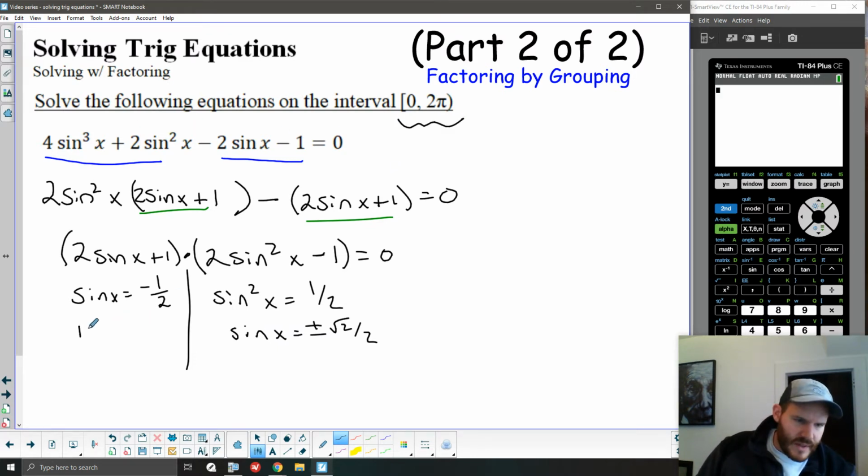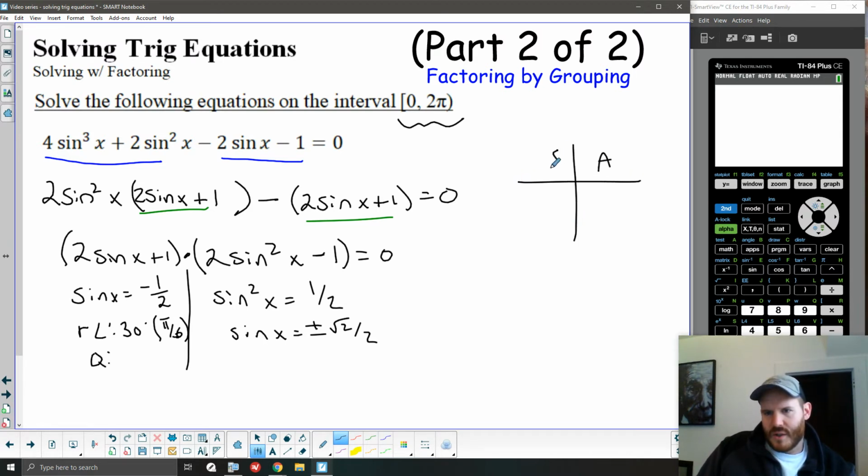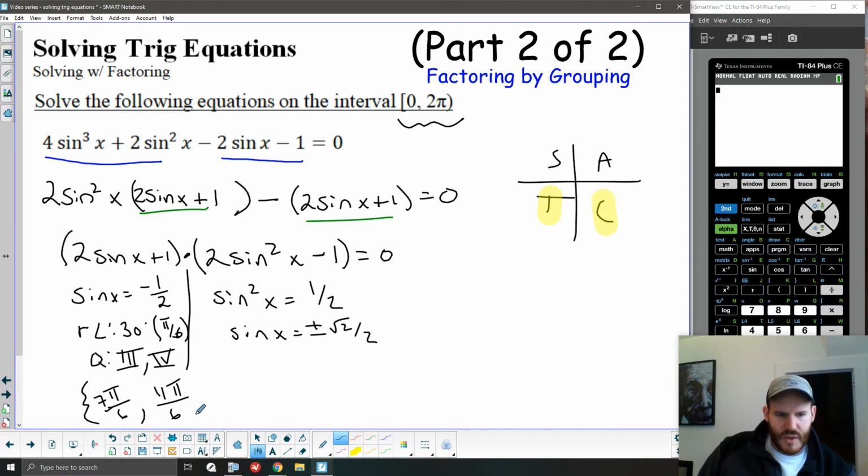So I'm going to need the reference angle for each of these situations. The reference angle for 1/2 would be 30 degrees, or since we're talking about radians right now, it's pi over 6. And the quadrants in which sine is negative, I go back to my ASTC trig class reference, and I'm going to note that sine is negative in the second and third quadrant. Third and fourth quadrant. My mistake. So I'm going to be in quadrant 3 or 4. So that'll give me either 7 pi over 6 in quadrant 3, or 11 pi over 6 in quadrant 4. So those are my first two answers.